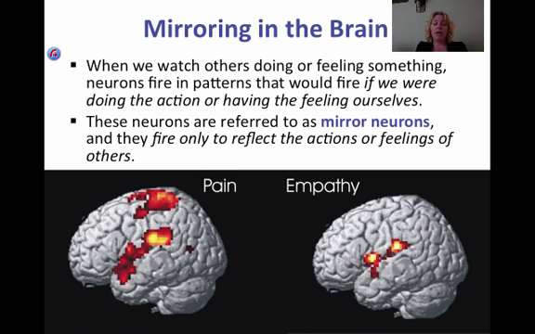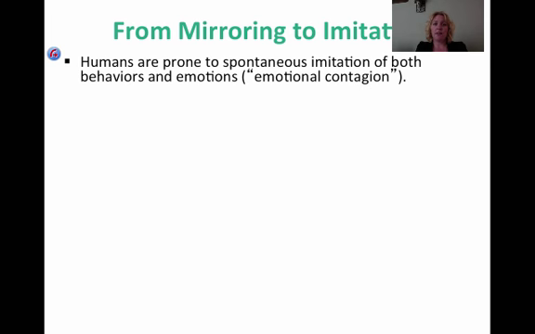This plays a role in our outward behavior, because if you see someone else in pain and your brain responds as if in pain as well, are you going to take action to do something and work on those feelings? Now, how do we move from mirroring to imitation?